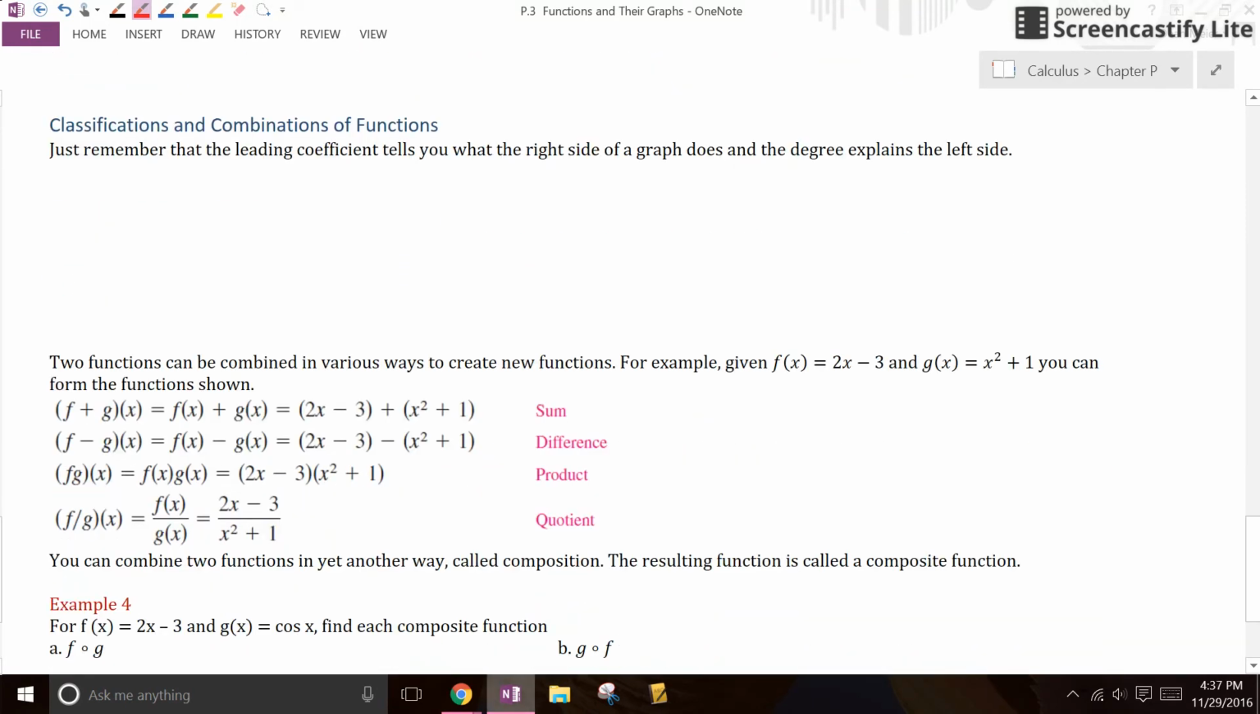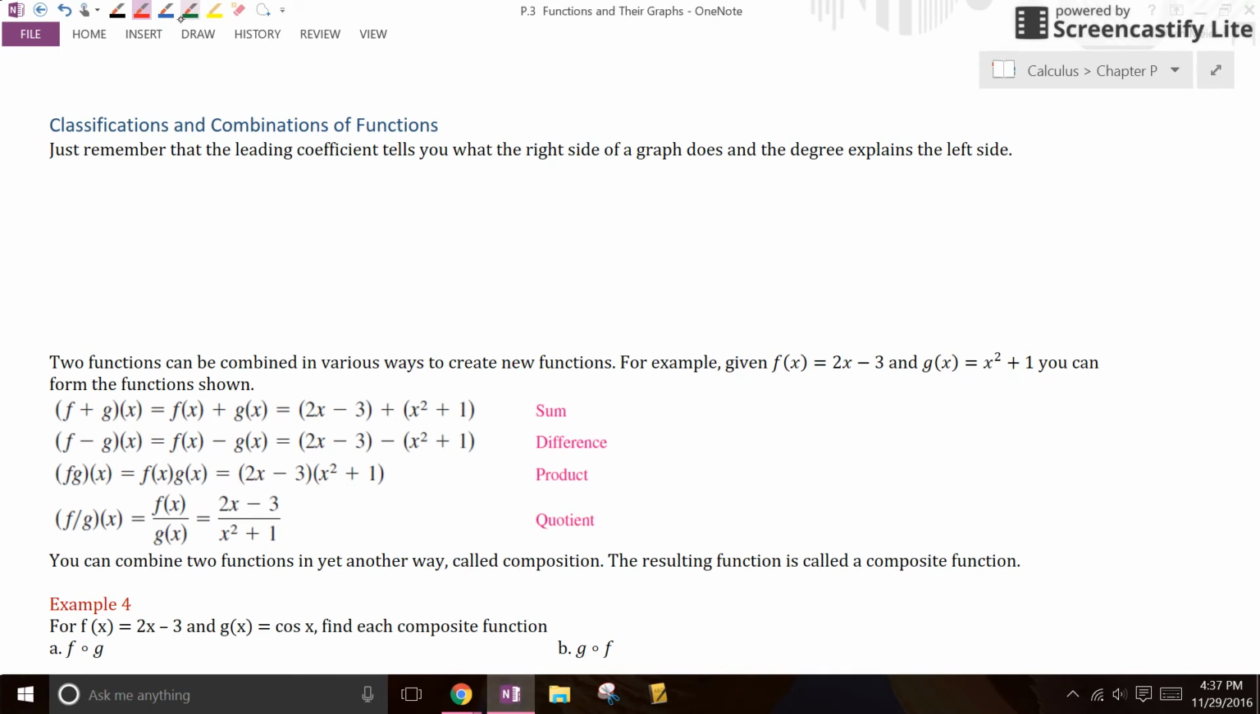And lastly, let's talk about classifications and combinations of functions. Now, classifications, that's just like what a linear function is, x to the first. You know that x squared is a quadratic. You know x cubed is a cubic. You know what a monomial is because it's got one term. If it has 2 terms, we call it a binomial. If it's got 3 terms, we call it a trinomial, right? So just that little vocab stuff like that.